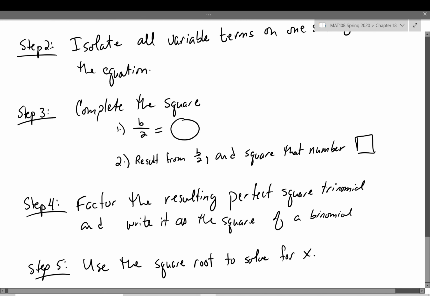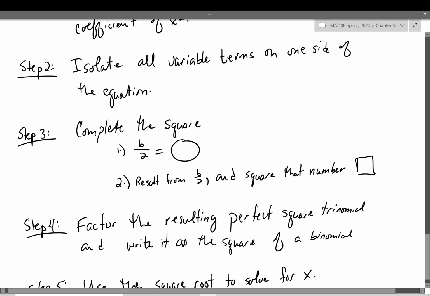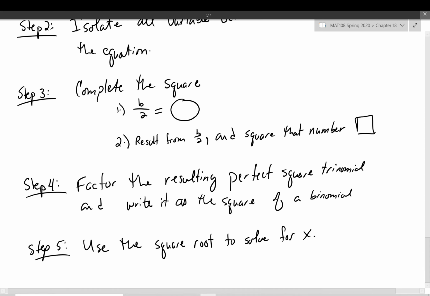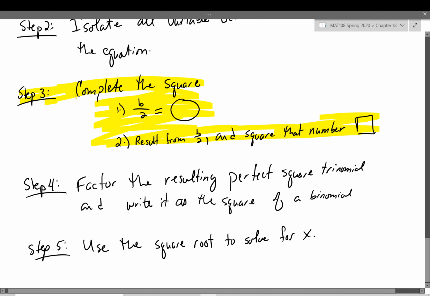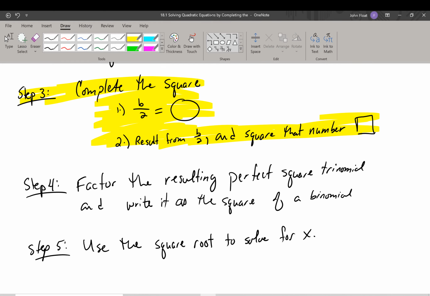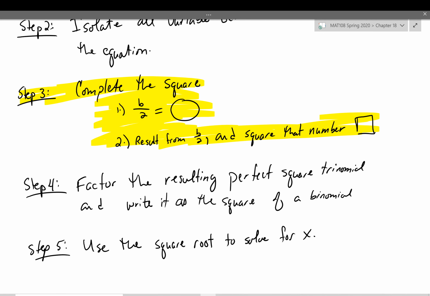Step 2, isolate all variables on one side of the equation, all right? Now, when we get to a problem, I'll show you what that means. Now, step 3, and I'm going to highlight this step, because this is the completing the square step right here, okay? This is the completing the square step. So in your book, it tells you how to do this in words, but I think it's a little confusing. So I broke it down into just two little mini parts.